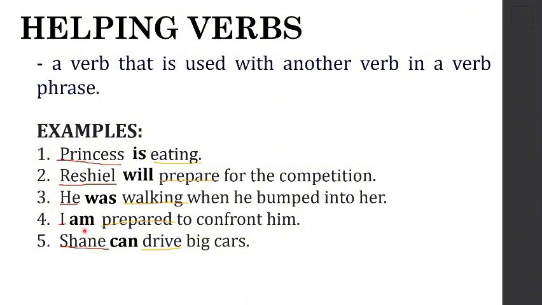So in the fourth example, I am prepared, this shows the state the main verb is in. I am prepared to confront him. The subject is now prepared to confront him. In the last one, this helping verb is used to help show the possibility of the main verb being done. So, she can drive big cars.